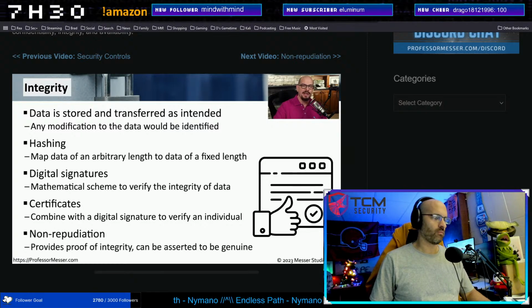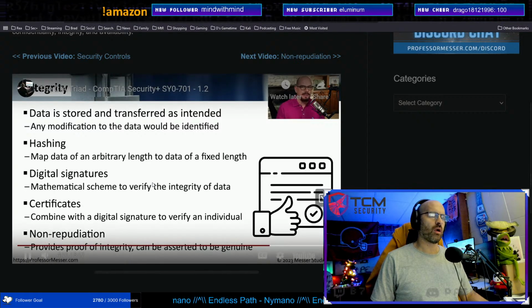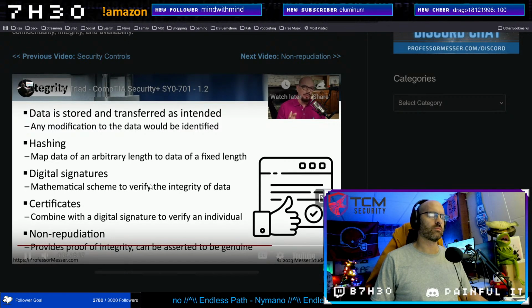And lastly, we have the concept of non-repudiation. This means that we have proof of integrity, and we can confirm without a doubt that the information that we've received really did come from the originating party.